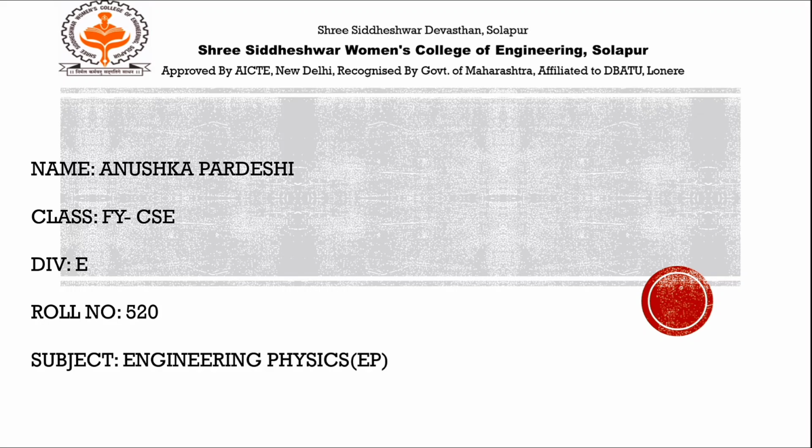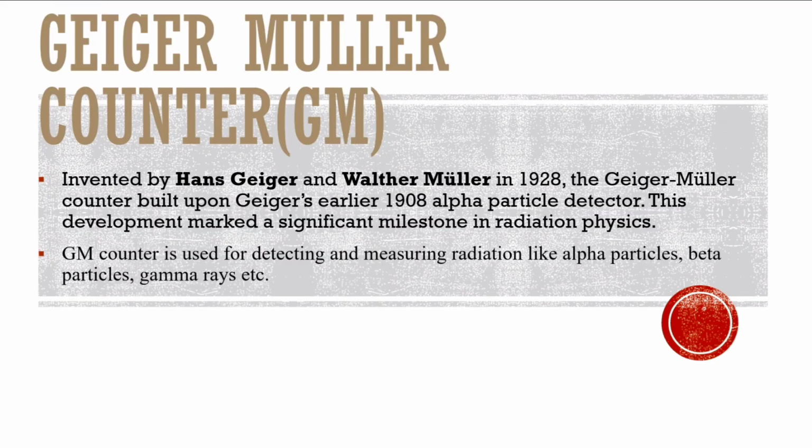In this topic, we are going to see an interesting topic, that is the Geiger Muller counter, also known as the GM counter. Now let's see. The Geiger Muller counter was invented by Hans Geiger and Walter Muller in 1928. The Geiger Muller counter built upon Geiger's earlier 1908 alpha particle detector. This development marks a significant milestone in radiation physics. The GM counter is used for detecting and measuring radiations like alpha particles, beta particles, gamma rays, etc.